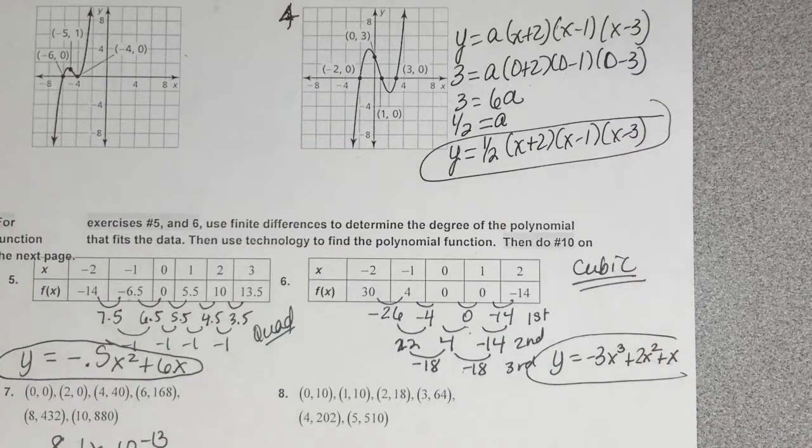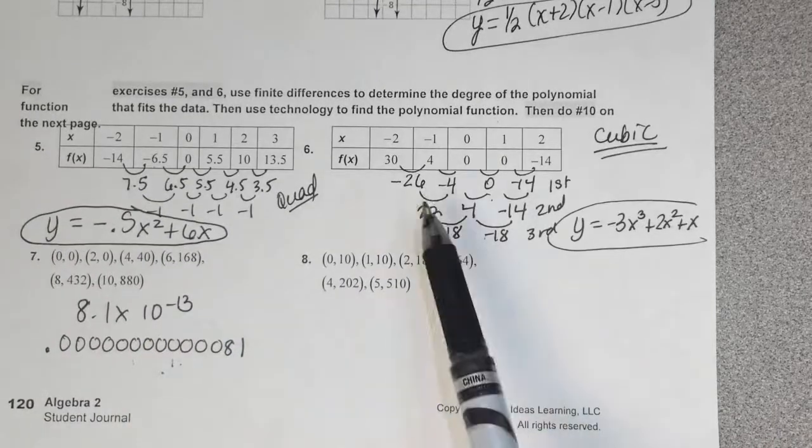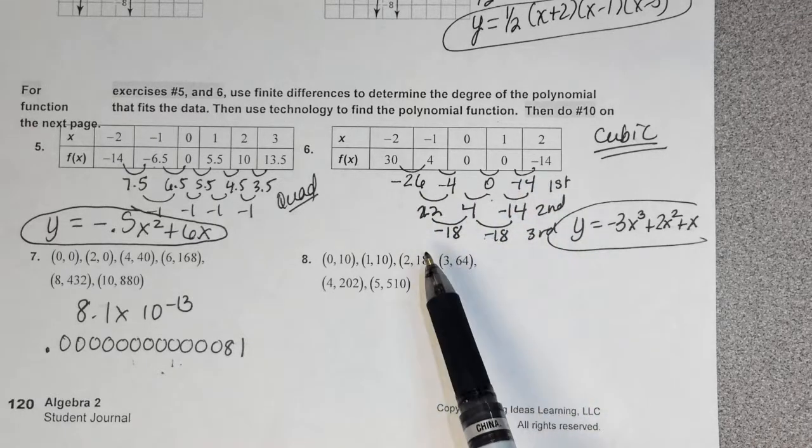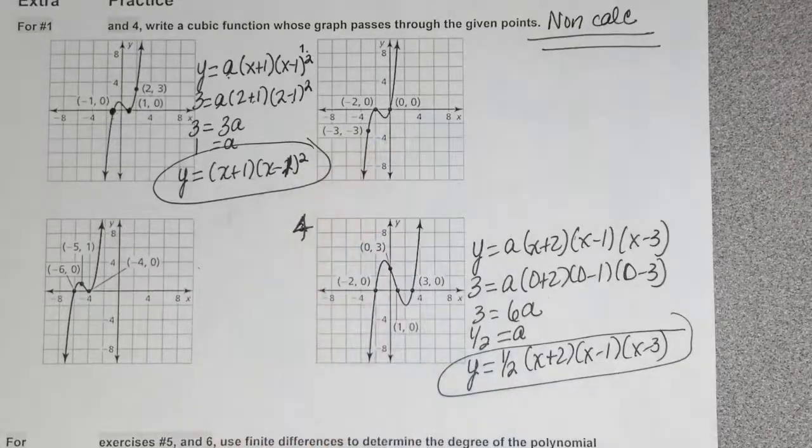All right, so we talked about the finite differences. If we get them all the same on the first level, it's linear. Second, quadratic. Third, it's cubic. Fourth, it's going to be quartic. And then we also talked about how to find the a values in here.